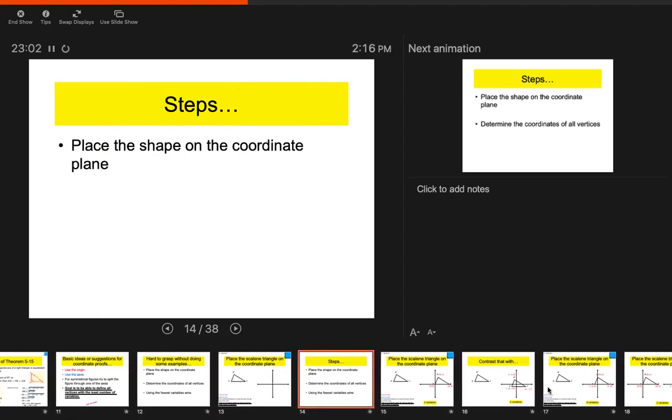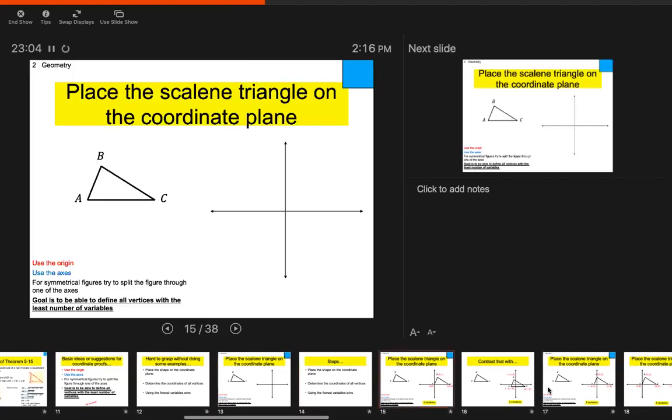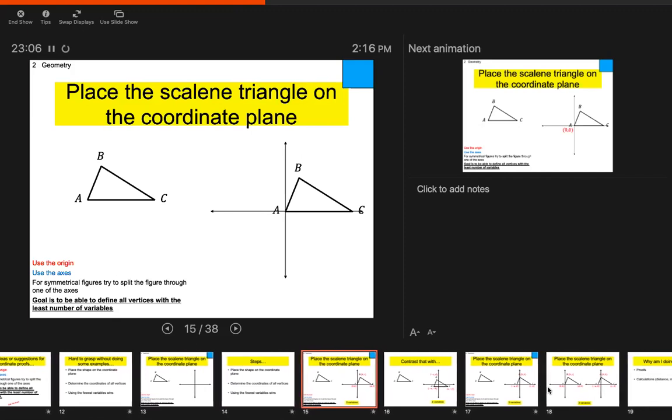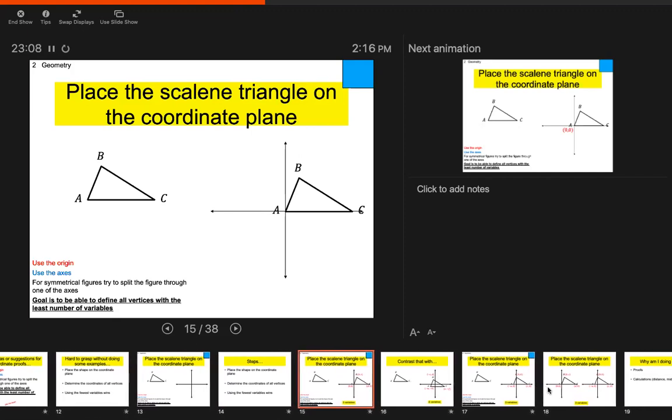So you're going to place the shape on the coordinate plane. You're going to determine the vertices, the ones with the fewest variables. Well, clearly A is at 0, 0. Well, where's B? B is not on the x-axis. Well, B is just there. Where is it? Well, it's J, comma K.